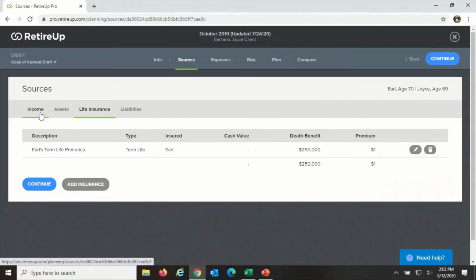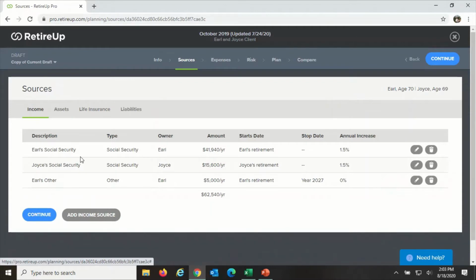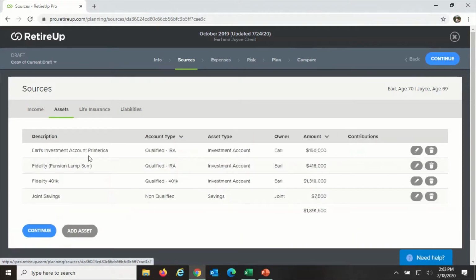We start off by inputting the client's income. And this could be work income, Social Security, pensions, investment income, rental properties, what have you. The system also takes into account survivorship of the income if one spouse predeceases another, as well as inflation. We also input all the client's assets, and we can put in future inheritances as well.